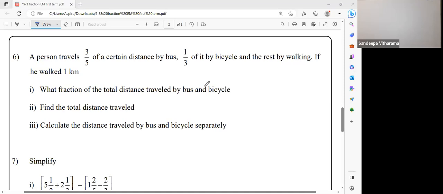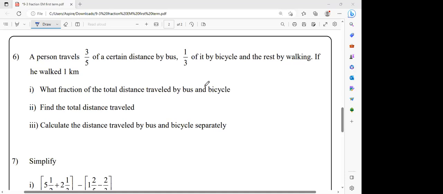Okay, the sixth question, balance sixth question again. A person travels 3/5 of a certain distance by bus. Yeah, bus එකකින් කොච්චරක් ගිහින් තියෙනවද? 3/5. ඒ කියන්නේ කොටස් පහක් තියෙනවා නම් කොටස් තුනක් ගිහින් තියෙන බස් එක.